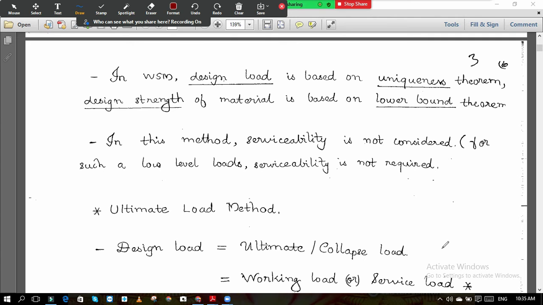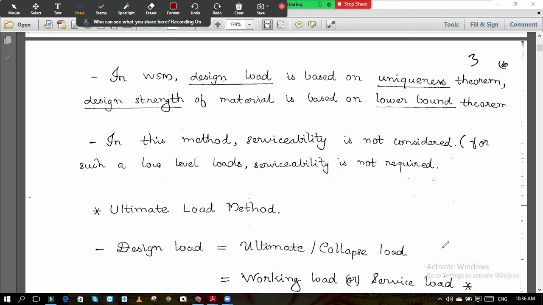Okay, so in the working stress method, what we design, we see the stresses in the material. We always see what are the stresses in the materials, and we take care that the stresses in the material should not reach the ultimate point. But we don't consider the serviceability. That serviceability we consider in limit state method. So the deflection, then cracking, and all these checks are there.